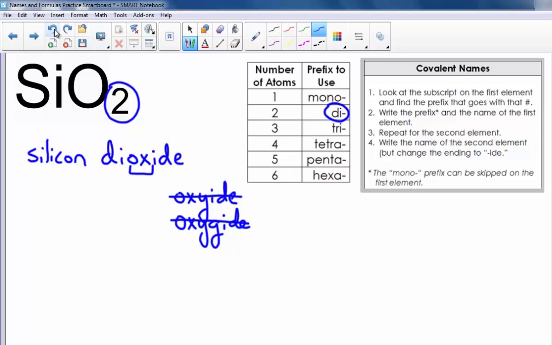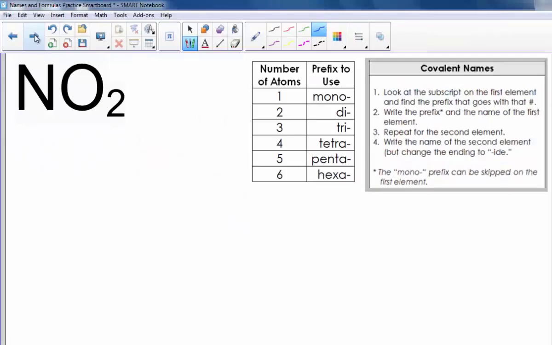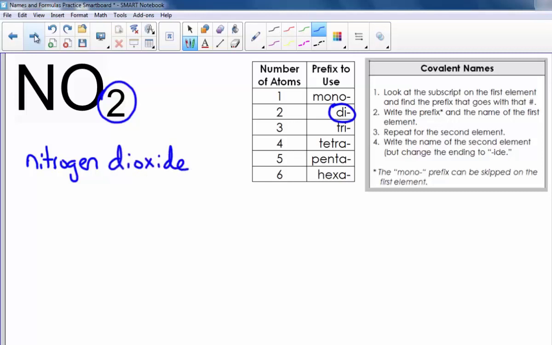So let's move on to the next one. For the next one, we've got NO2. N on the periodic table is nitrogen, and there's only 1 atom of it, but we never write mono for the first element. For the second element, we've got 2 again for oxygen, and so that's just going to be nitrogen dioxide. And that one's all done. So let's go ahead and move on.